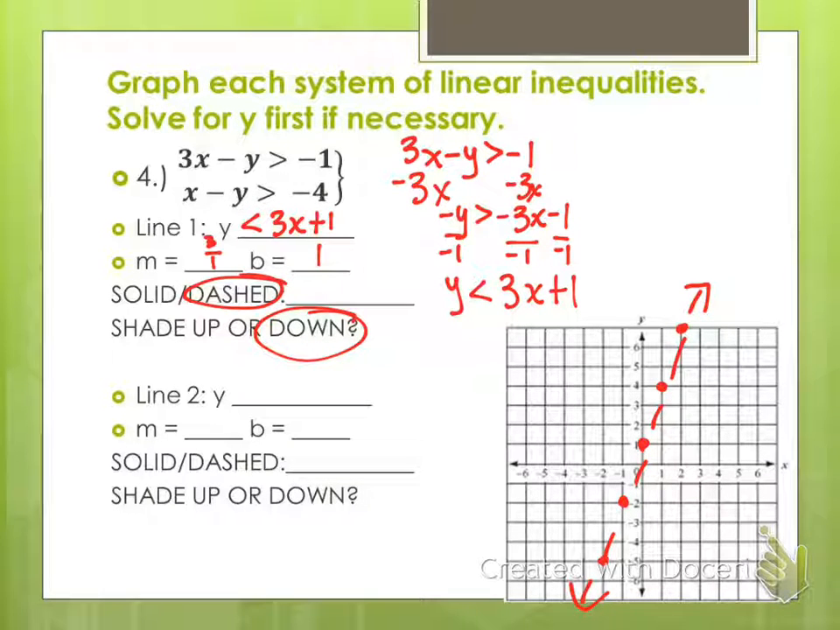Down on this one can be a little weird to figure out, so go somewhere on your line and then go straight down from your line. That whole area where you landed is considered down.